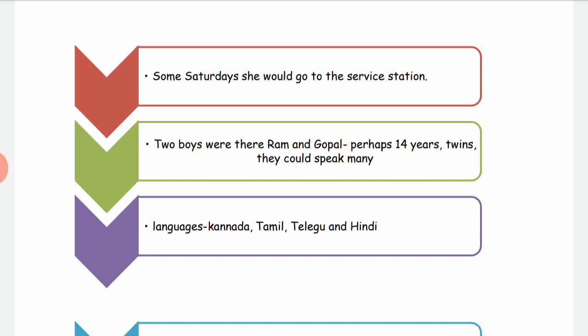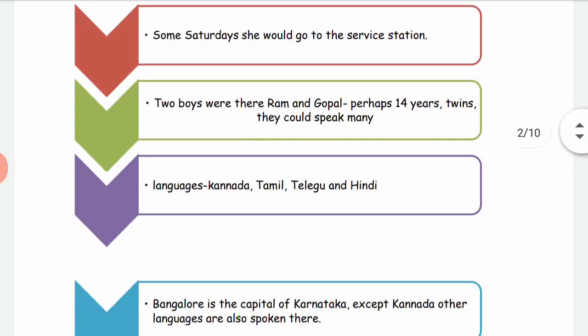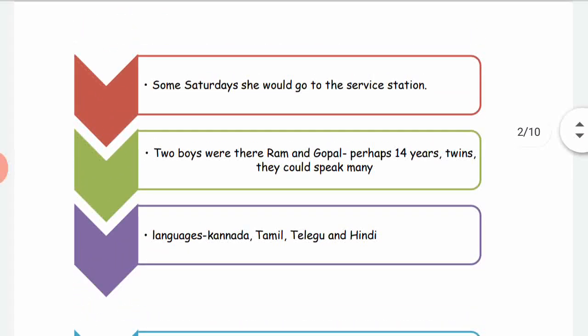and they could speak many languages, Kannada, Tamil, Telugu and Hindi. They worked in the service station. Who are the two boys? Ram and Gopal. And what are the ages? Perhaps 14. The author does not mention that it is 14 years old. He uses the word perhaps because she has never asked them about the age.